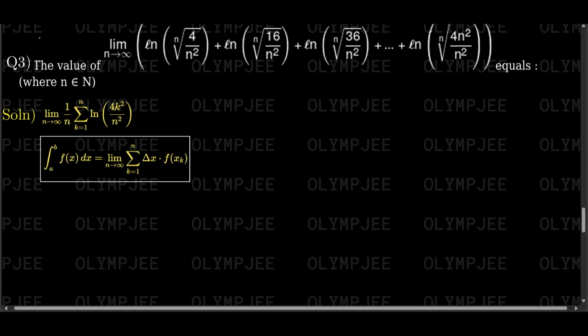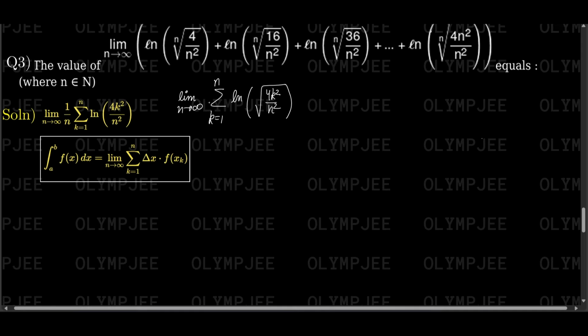So let us start solving question 3 now. It is also a very good question. It is asking us for the value of the limit as n tends to infinity of log (4/n²) raised to power 1/n plus log (16/n²) raised to power 1/n and so on. So this expression can be written in terms of summation, right? Because if we put k equal to 1, then we will get this term, and if we put k equal to n, then we will get this term, and if we put k equal to 2, we will get this, and so on. So this summation is representing this entire expression, and we have to put the limit.